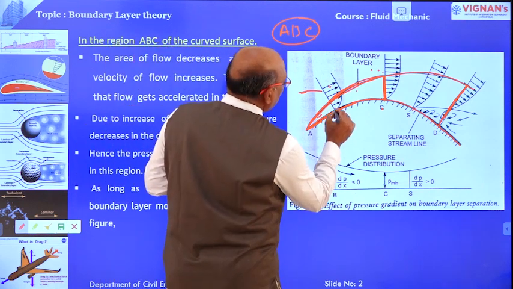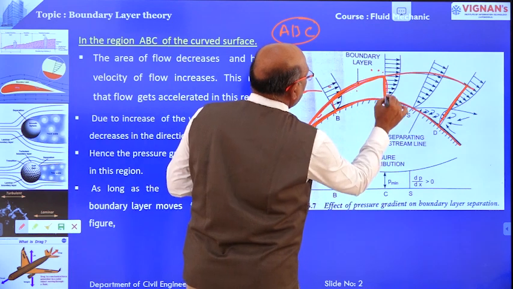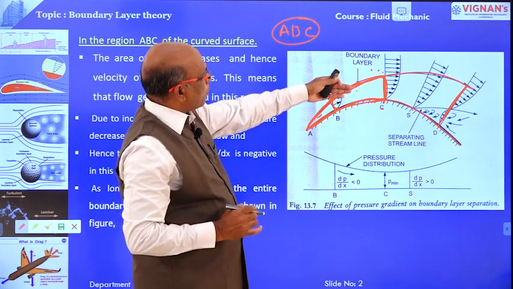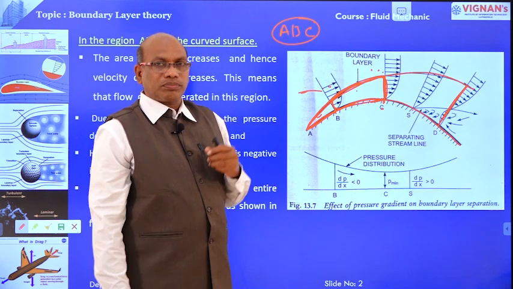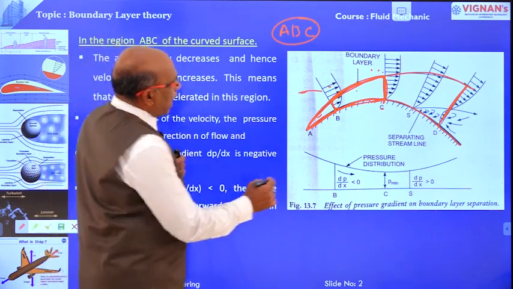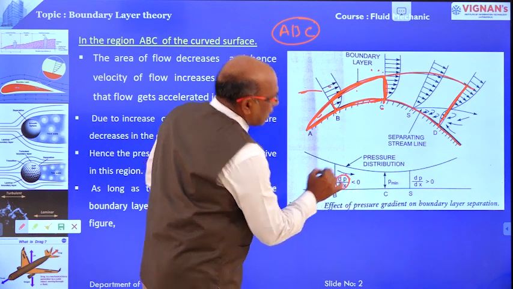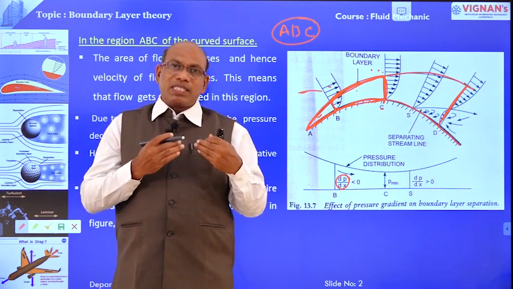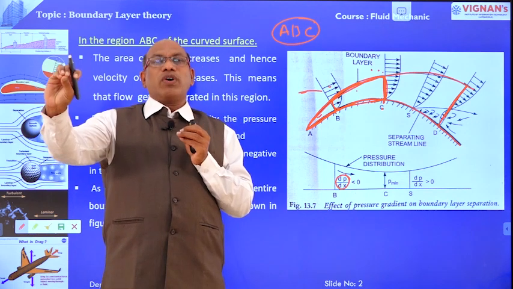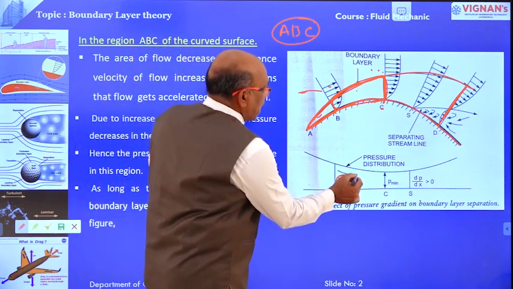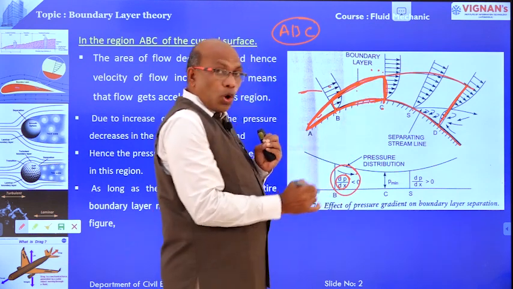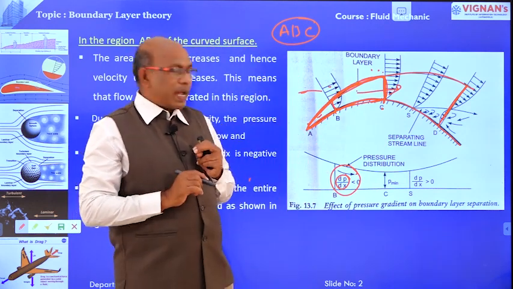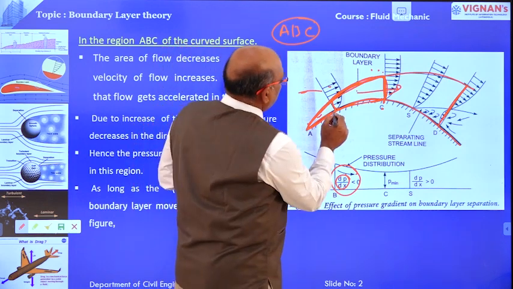Now in the zone B to C, the velocity is more as compared with this zone. Therefore, the velocity is high, the pressure reduces, and the pressure gradient is less than 0. Now next point: as long as dP/dx is less than 0, because velocity is high, the boundary layer will be moved in the forward direction. Very clear. That is the condition, right? This is regarding the surface A, B, C.